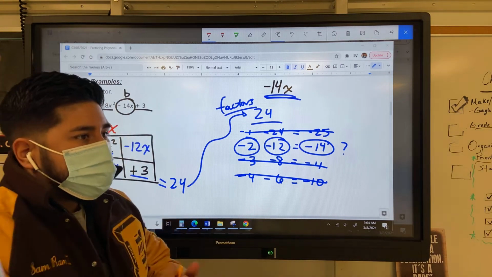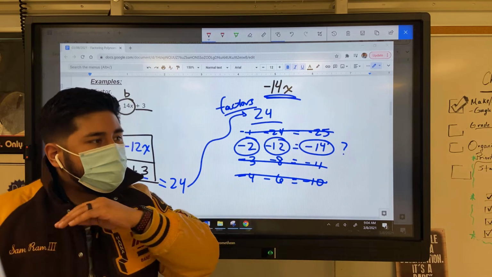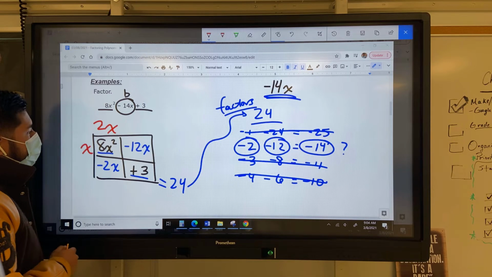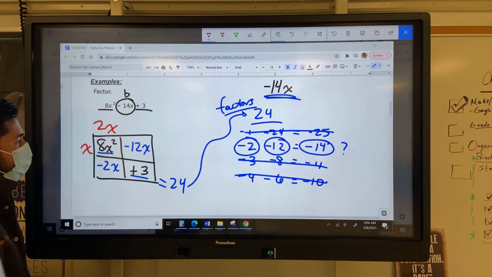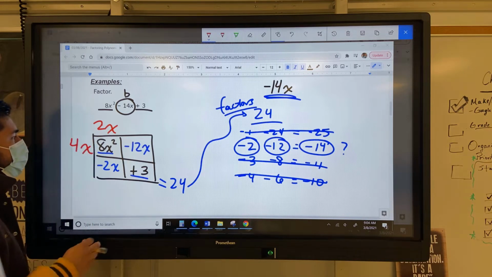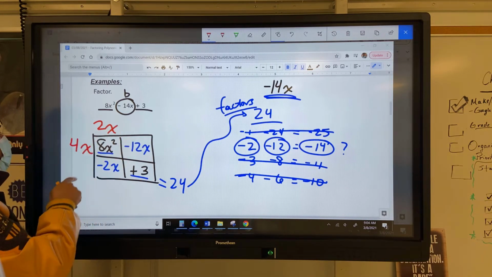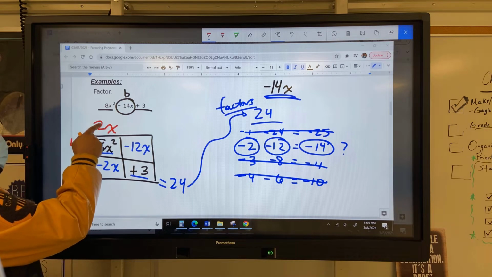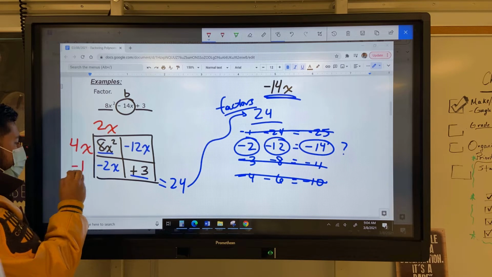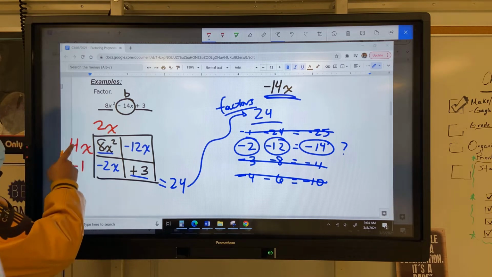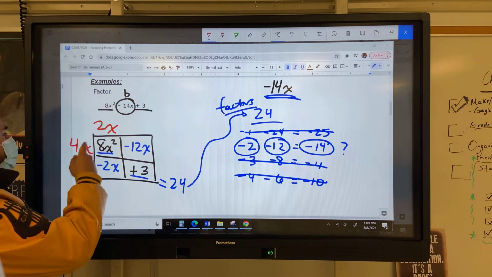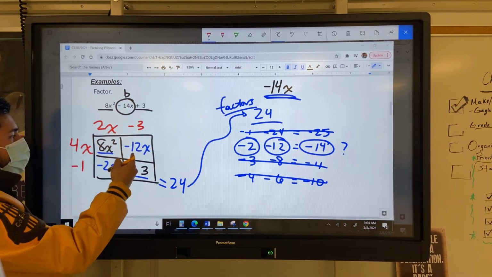If you need to do some research, go online, put greatest common factor of such, and it should give you the answer also. Okay. And now this should make it easier. What number times 2 gives me 8? 4. And now we could go to the outsides. What number times 2 gives me negative 2? Take your time. Negative 1. What number times 4 gives me negative 12? Take your time. 4 times negative 3 will give me negative 12.